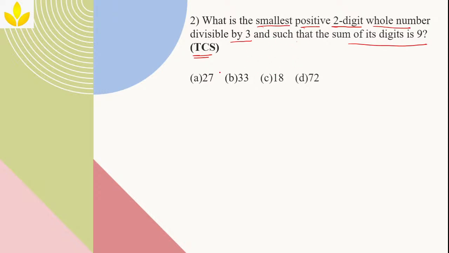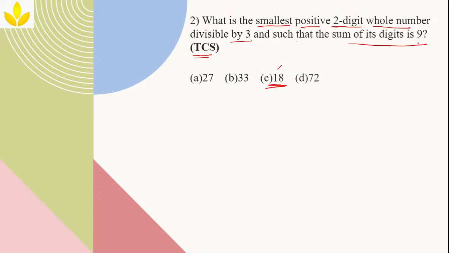Smallest. Among the given options, we can try any option. Since they have mentioned the smallest, we can directly go for option C, because option C is the smallest among the given options. Next, positive number. Yes, it is a positive number. 2-digit. Yes, it is a 2-digit number. Whole number. Yes, it is a whole number. Right? What is the condition for a whole number? It starts with 0. 0, 1, 2 till infinity. Is it divisible by 3? Check. 1 plus 8 gives you 9 and 9 is divisible by 3. So this number is divisible by 3.